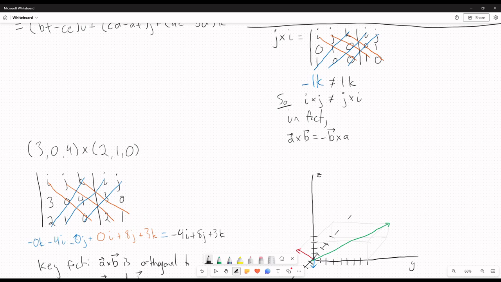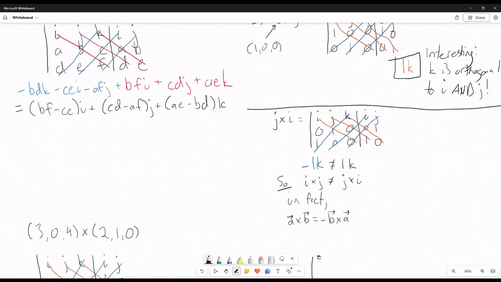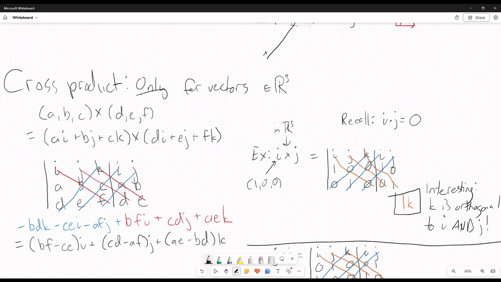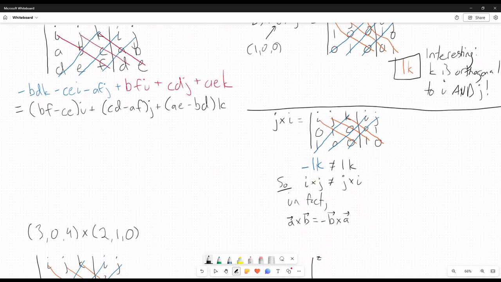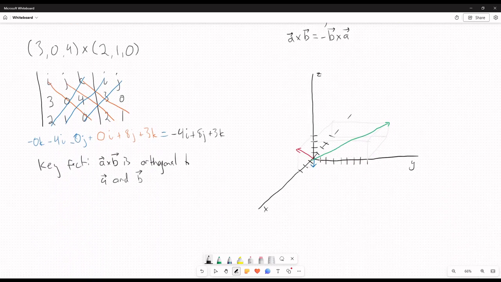Anyhow, we've learned two interesting things about the cross product here. First of all, it's not commutative. When you switch the order, you get the negative of your original answer. And we've learned that the cross product gives you a vector that's orthogonal to both of your starting vectors. Those are two important things here.